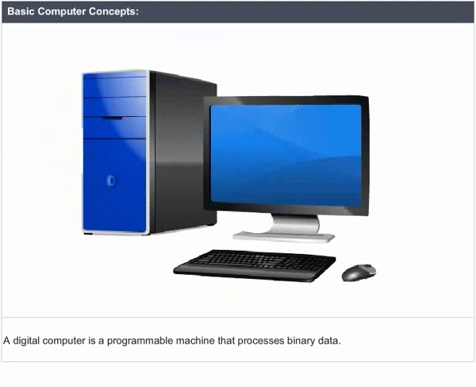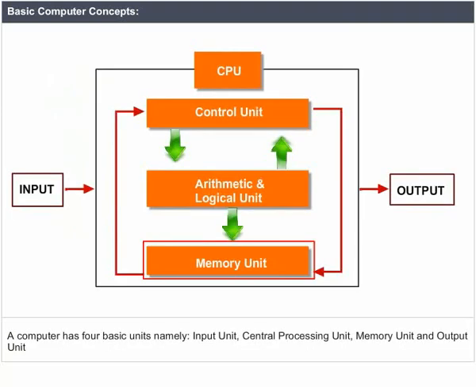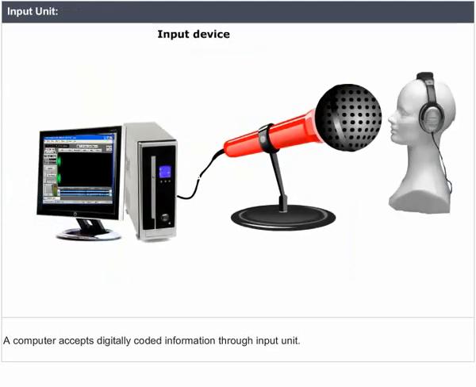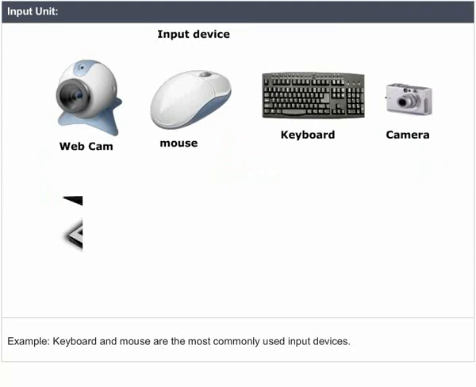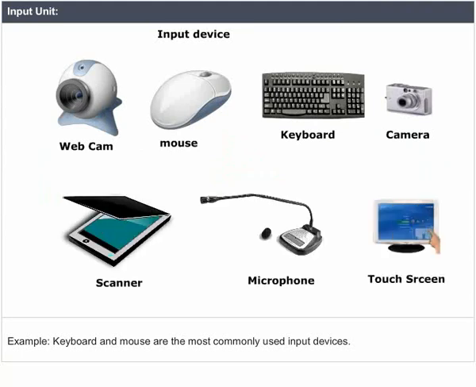Basic computer concepts. A digital computer is a programmable machine that processes binary data. A computer has 4 basic units, namely input unit, central processing unit, memory unit, and output unit. Input unit. A computer accepts digitally coded information through input unit. The input unit consists of one or more input devices. Example, keyboard and mouse are the most commonly used input devices.